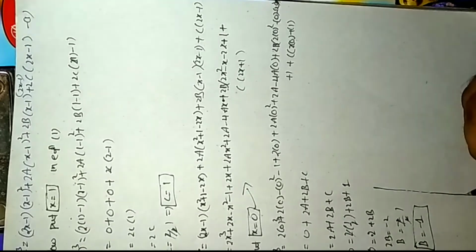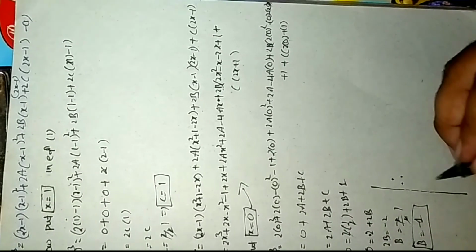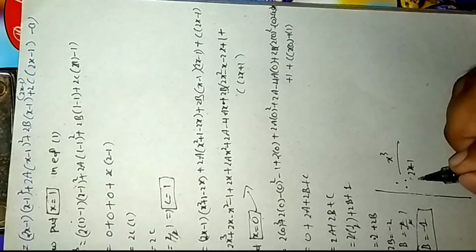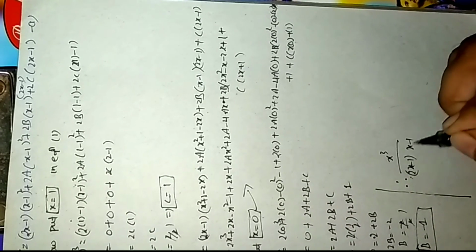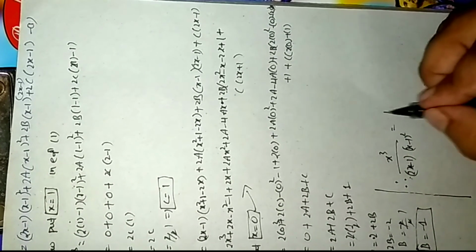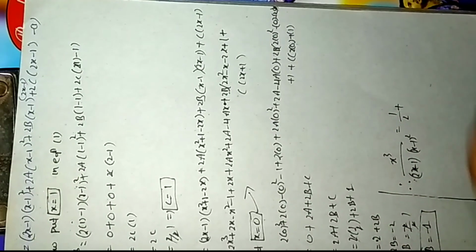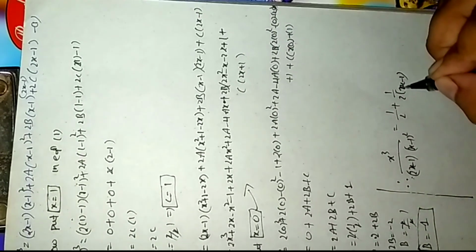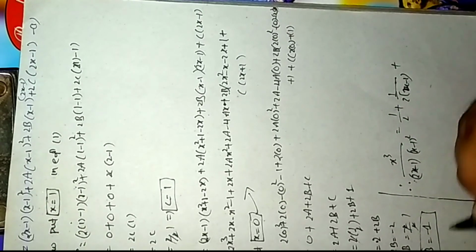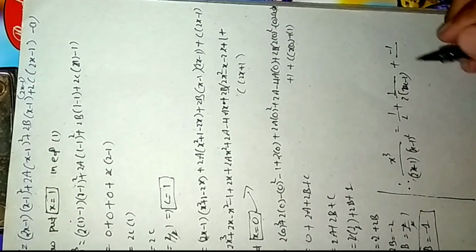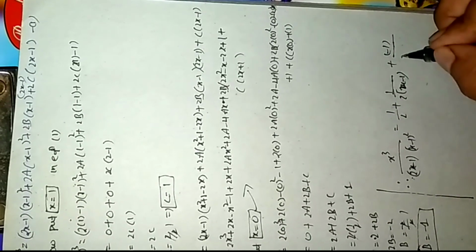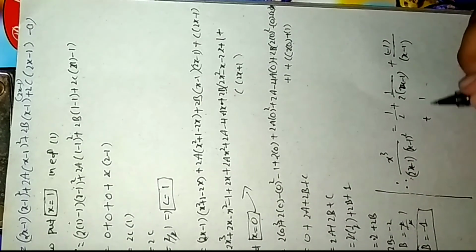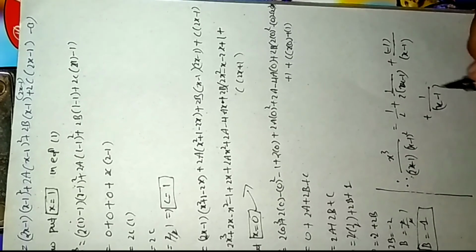Therefore x cube by (2x minus 1) into (x minus 1) whole square is equal to 1 by 2 plus a, how much, 1 by 2, half of (2x minus 1), plus b, how much, minus 1, half of (x minus 1), plus c, c is 1, by (x minus 1) whole square.